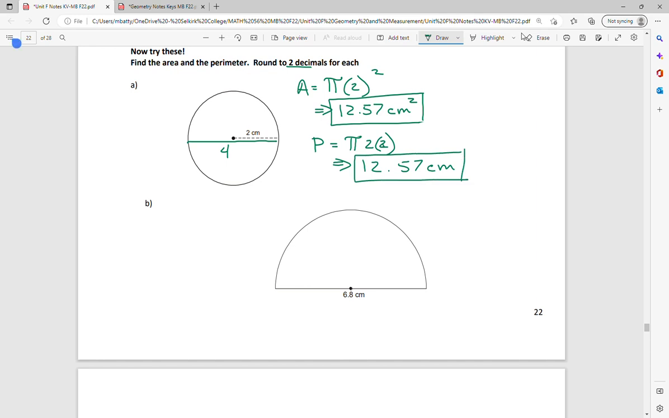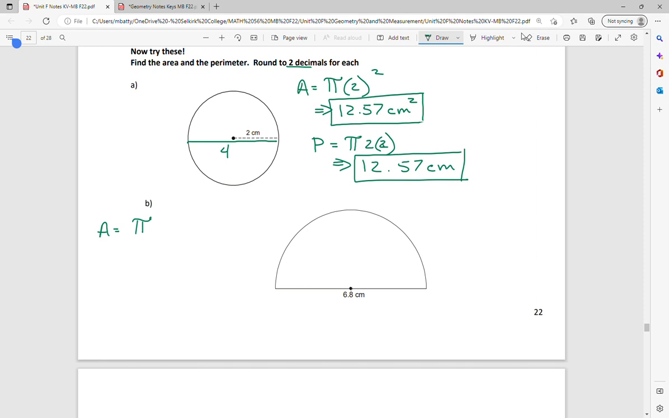B is a little bit harder. It's a little bit different. Let's figure out the area first. So the area is really going to be half of a whole circle, of an entire circle. So the area is going to be pi r squared.